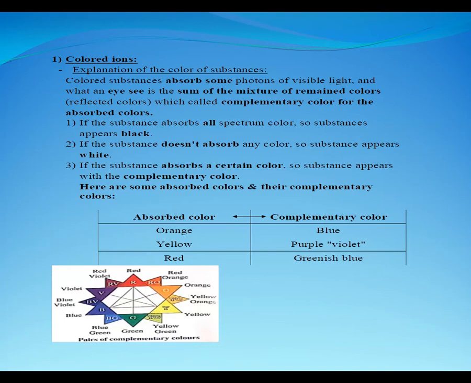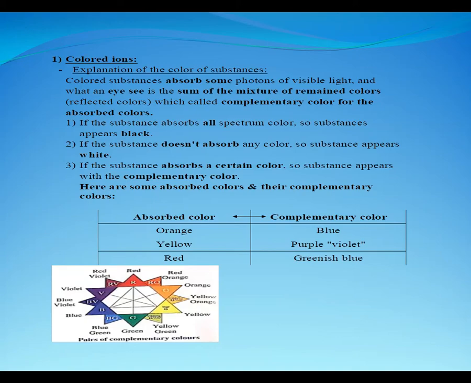After that, the colored ions. Why are the ions of first transition elements colored? Colored substances absorb some photons from the visible light, and what an eye sees is the sum of a mixture of the remaining colors, the reflected color, which is called the complementary color.